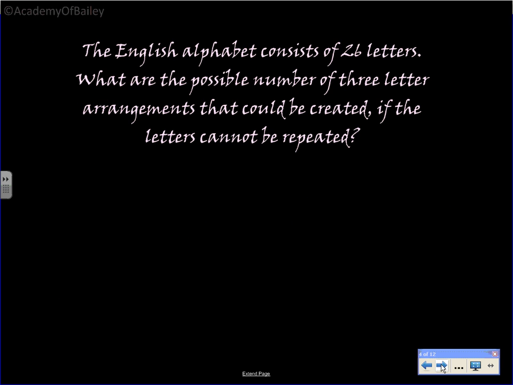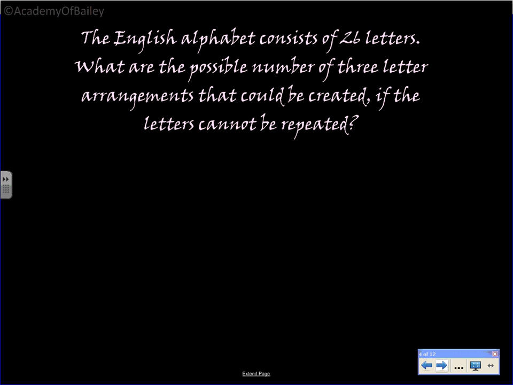All right, let's look at this next one. It's still very similar, but you have to pay attention. There are some minor details that have been changed here. It says the English alphabet consists of 26 letters. What are the possible number of 3-letter arrangements that could be created if letters cannot be repeated? If they cannot be repeated. So how many different letters are we arranging here? 3 of them. So once again, put your 3 spaces. And we're supposed to multiply between all 3 of those.